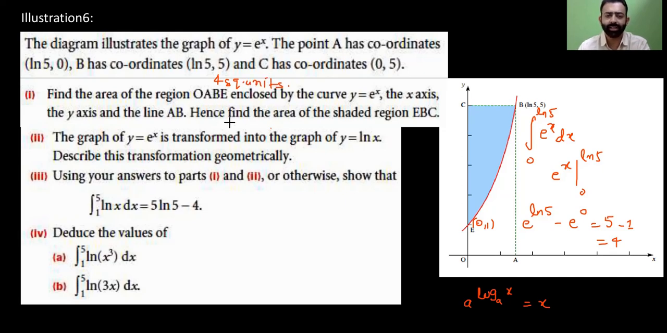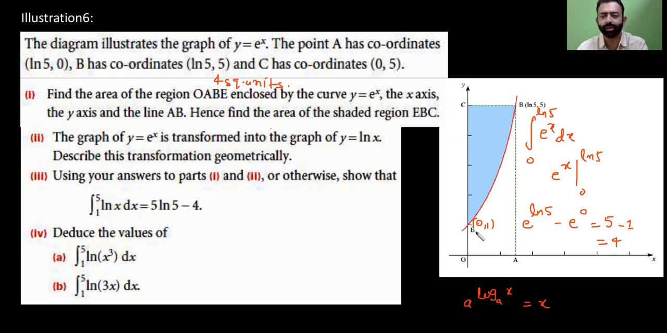Okay, then it says, hence find the area of the shaded region EBC, this blue shaded region. As you can see here in the graph, O, A, B and C form a rectangle, right? This length from O to C is the y coordinate, which is 5. So this length is 5 and this length is ln 5, because the x coordinate at point B is ln 5. That means CB is ln 5. So the width of this rectangle is ln 5. So area of this rectangle is 5 into ln 5, right?